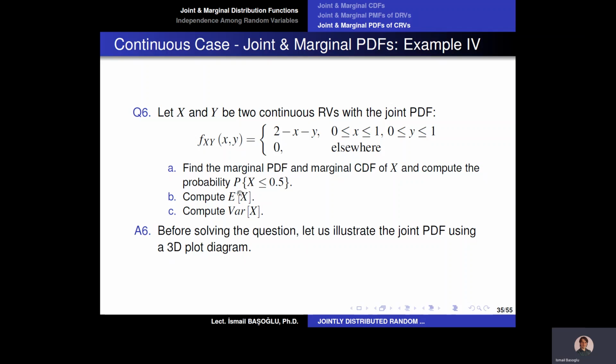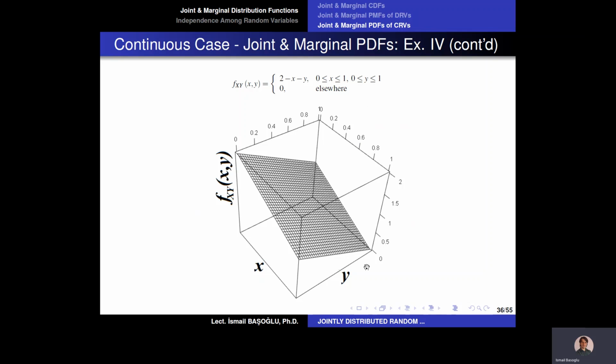So before moving forward to the other parts and solve part A, let's just illustrate the joint probability density function, which can easily be illustrated. It is not asked in the question. However, we are still going to do it to understand the behavior of the probability density function. So it's 2 minus x minus y, in three dimensions, just like this.